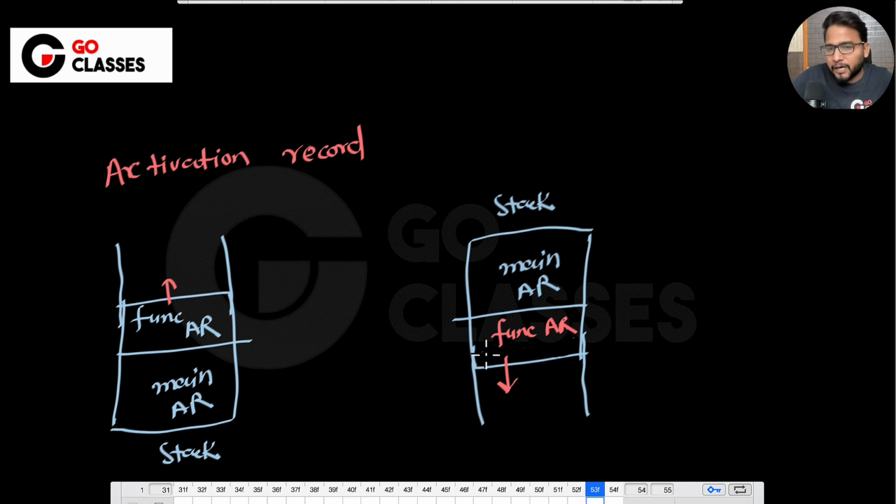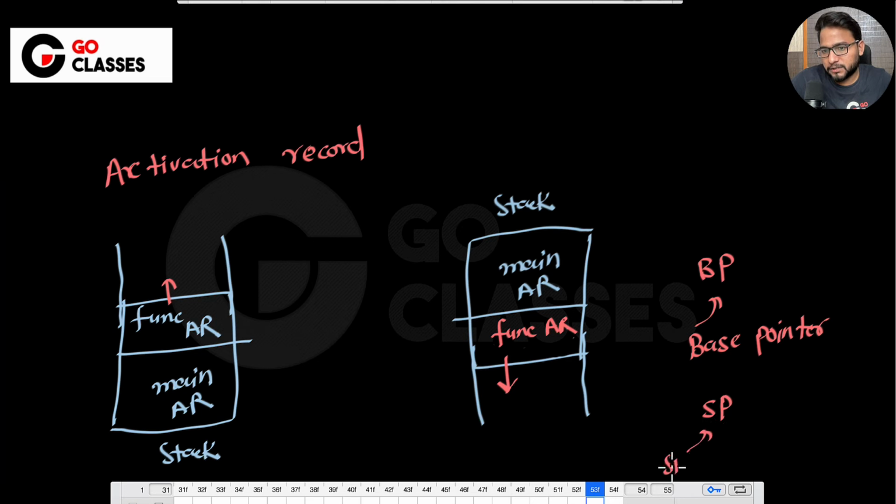Now, there are two pointers that get maintained using two registers. One is called the base pointer. Another one is called the stack pointer. Generally the names can differ. So there is a register for the base pointer and a register for the stack pointer, which hold the value of the base pointer and the value of the stack pointer respectively.